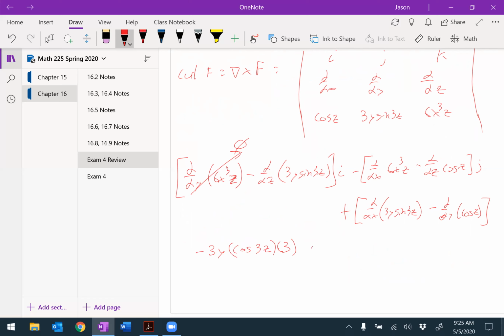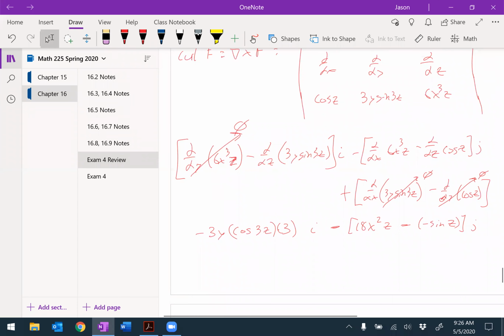Yep, that's i. Next one is going to be minus the derivative with respect to x here. That's going to be 18x squared z, minus negative sine z. Okay, j. And then plus, I'm not even putting it in because when I take the derivative with respect to x of this thing, that goes to 0. And when I take the derivative with respect to y of this thing, it goes to 0 because there are no variables there that correlate.